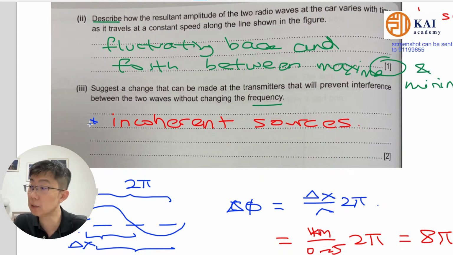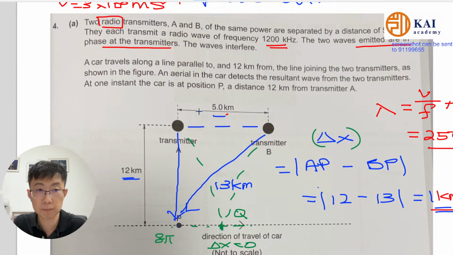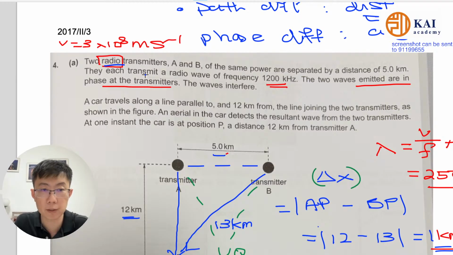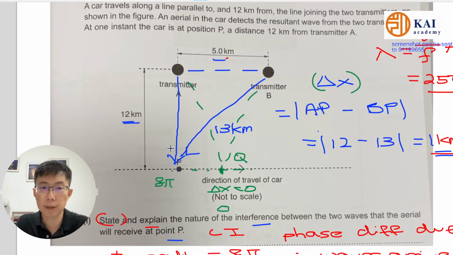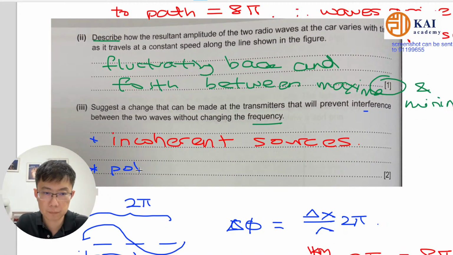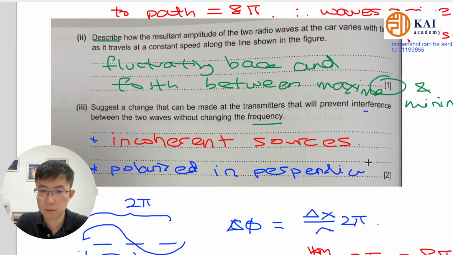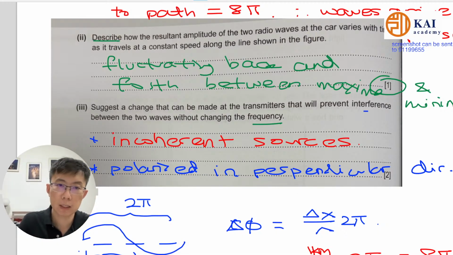Another condition that is also necessary for interference to take place is polarization. But please note, polarization only works for radio or anything that is a transverse wave. If it's a longitudinal wave like sound, then you cannot suggest polarization. So for transmitters A and B, if they were polarized in perpendicular directions, it doesn't work as well.